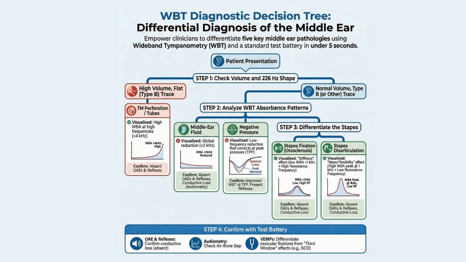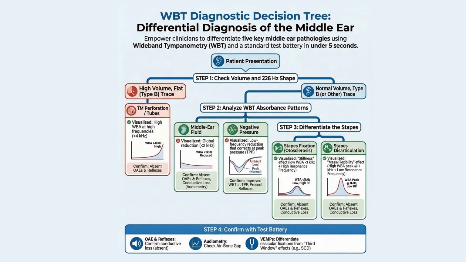In the previous slide, I showed the middle ear problems we included. Now the question is, how can we use wideband tympanometry to tell them apart in clinical practice? This slide shows a simple decision tree. We start with the patient, and first we check the ear canal volume and the 226 Hz tympanogram. If the tympanogram is flat and the ear canal volume is large, this suggests a perforation or a ventilation tube.